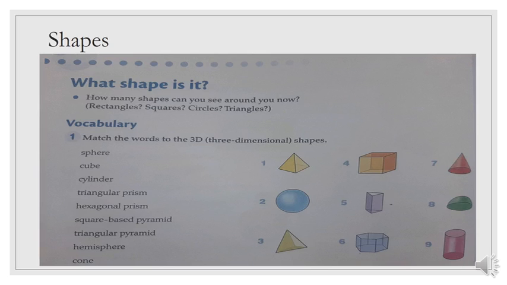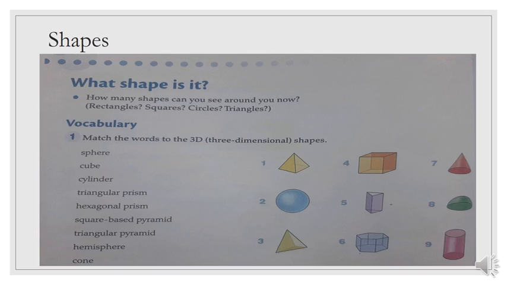Moving on to the fourth one, triangular prism. Triangular prism is number 5. By the way, tri in Greek means 3. So whenever you have tri at the beginning of something, it means 3. 3 angles here. Then, moving to hexagonal prism. Hexa, again in Greek, means 6. So which shape contains 6 angles? It is definitely number 6.